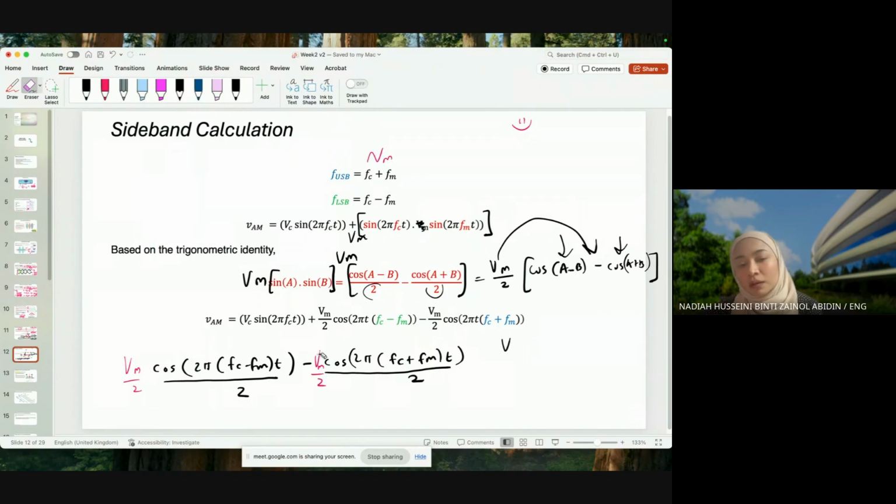So if you can just multiply everything and not get confused, by all means just do Vm over 2 and then find out this guy with this guy. If you want to do the trig first and then take out the Vm and then put it back again, do whatever works for you as long as the math is correct. Okay?